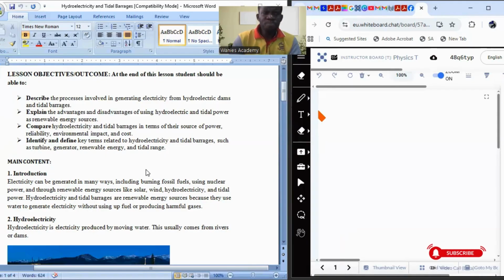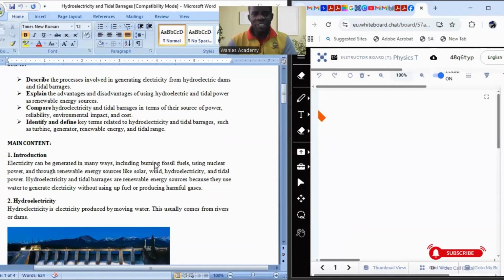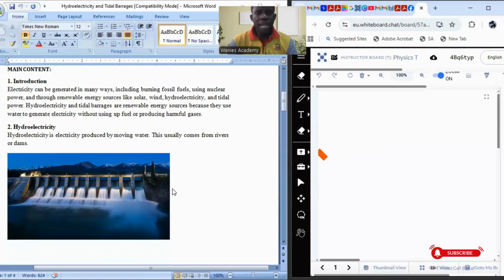Now, what we are looking at today is very important because they use water to generate electricity, water is not used up, without using up fuel or producing harmful gases. We have these other advantages of using water to generate electricity. So now, number 1, it has a source that is renewable. Water is not used up. So now we go to hydroelectricity.